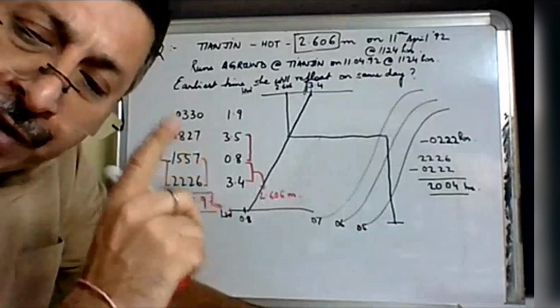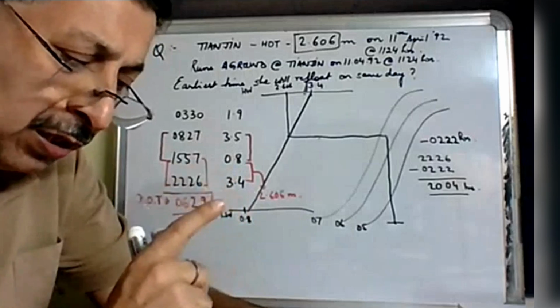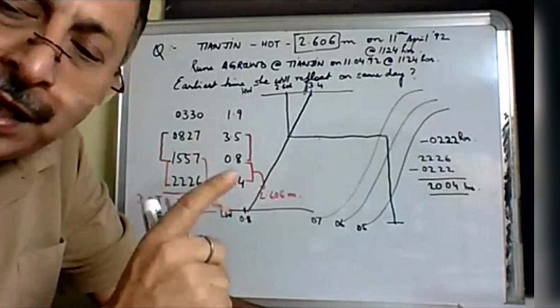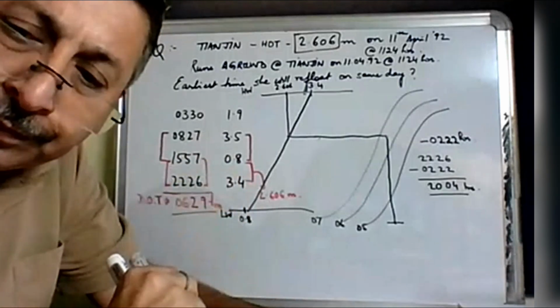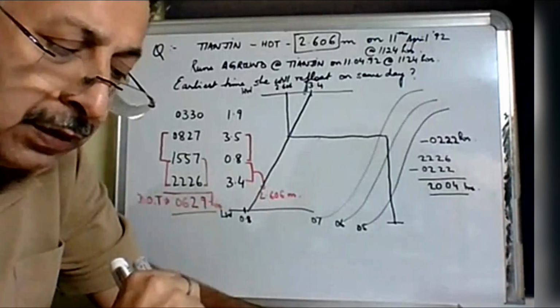Now supposing she had run aground at Tianjin, let's say at 2000 hours. Okay, सर डेट सर 6th April.